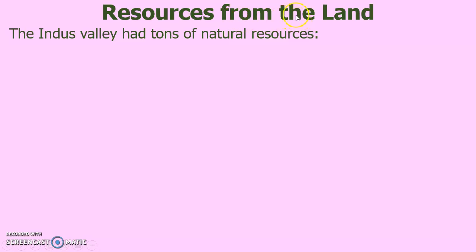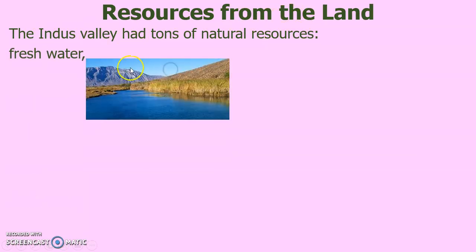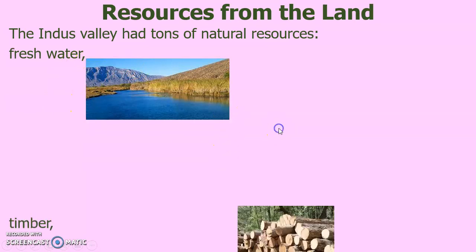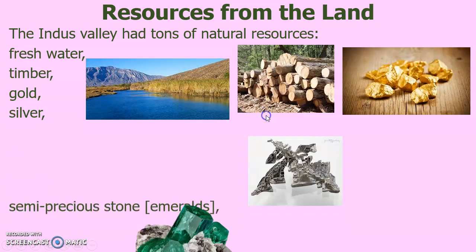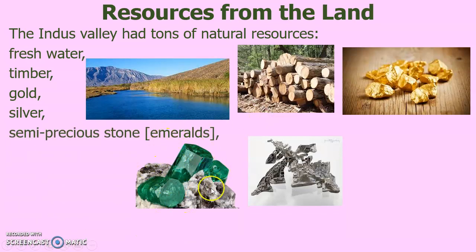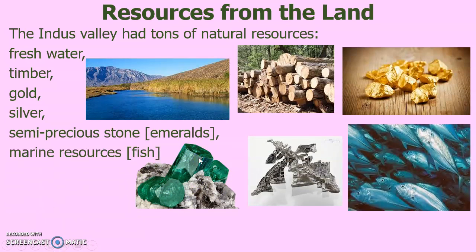Let's talk about the resources. The Indus Valley had tons of natural resources. They had fresh water, they had timber, they had gold and silver, they had semi-precious stones. Here's a picture of some emeralds. And they also had marine resources. Here's a picture of some fish. Now keep in mind, these are not the only resources they had, but it's a good starting point.